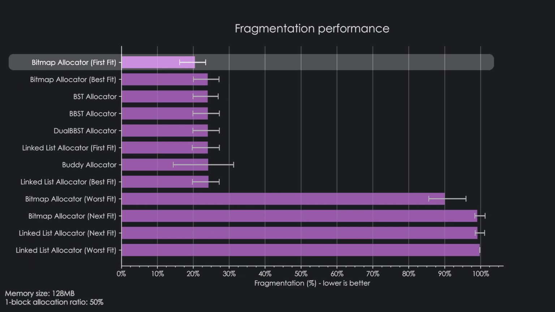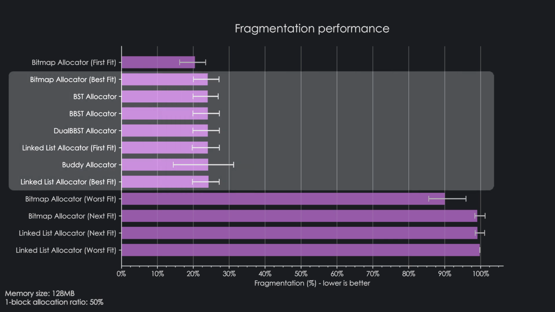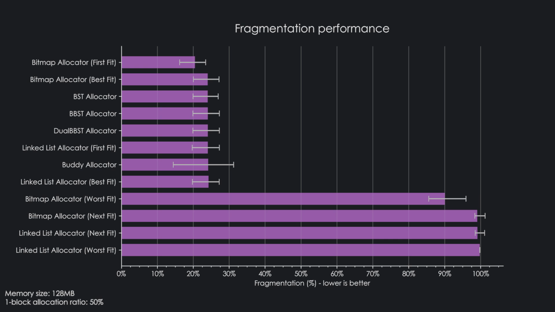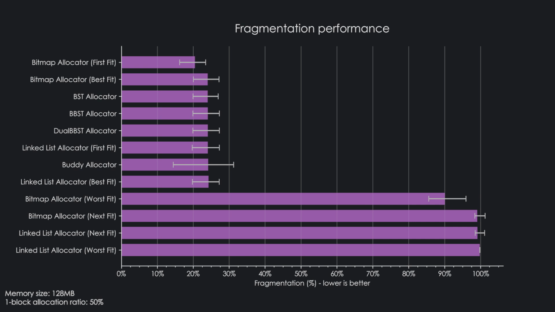The bitmap allocator first fit was the best performer with an average of 20% fragmentation. The next couple of algorithms also got a pretty close average at around 25%. The worst fit implementations performed terribly. And the biggest surprise here was that next fit also performs terribly, with an average of 98% fragmentation.